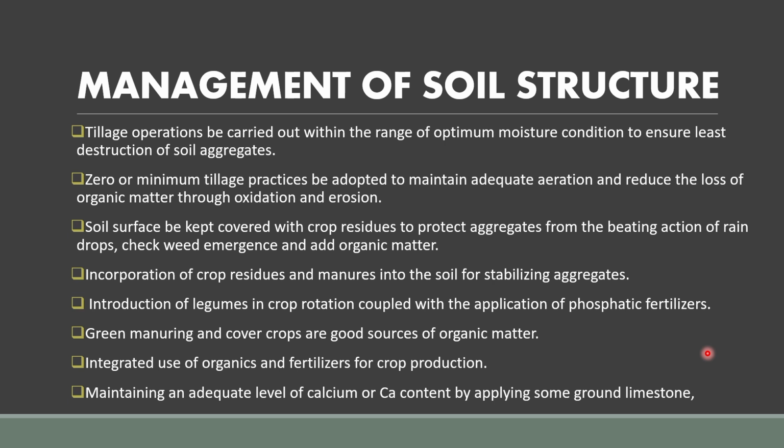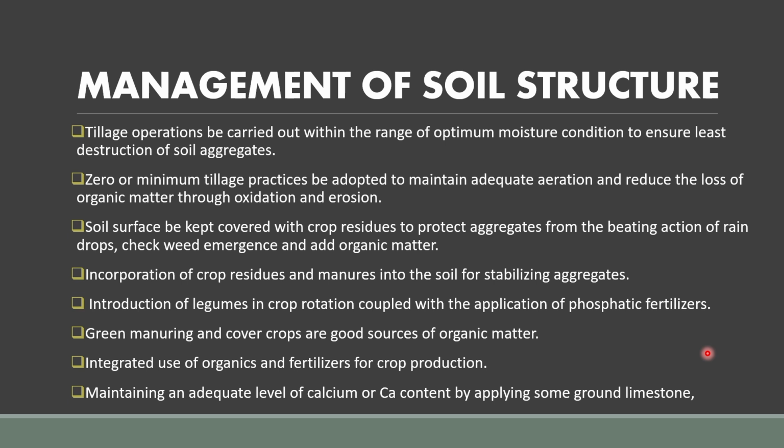Okay. The next point is that zero or minimum tillage practice should be adopted to maintain adequate aeration and reduce the loss of organic matter through oxidation and erosion. So instead of heavy tillage implements, just avoid the tillage or just do minimum tillage practice. Then we can maintain adequate aeration and reduce the loss of organic matter through oxidation and erosion.